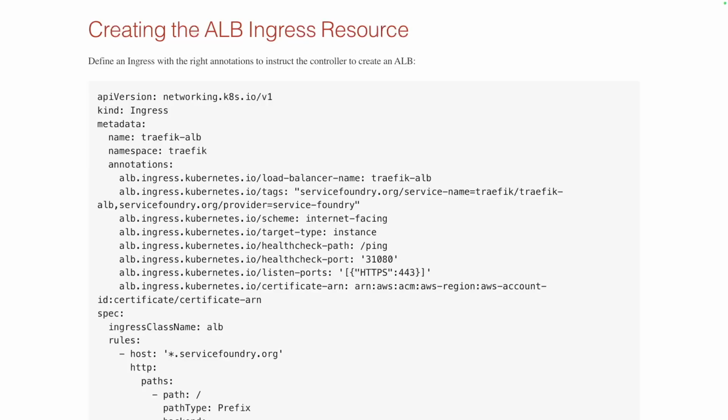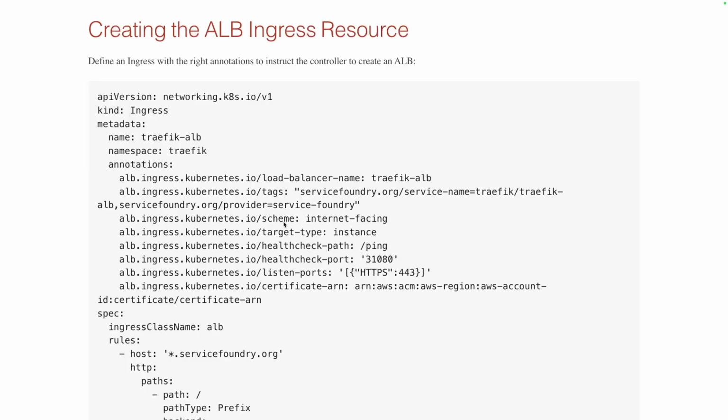This is a Kubernetes ingress resource that tells the AWS Load Balancer Controller to create an application load balancer, ALB, for Traefik. The name of the ingress is traefik-alb, and it's created in the traefik namespace. The ingress class name is set to alb, which links this ingress to the AWS Load Balancer Controller. The annotation section defines how the ALB should be created. Load balancer name sets the name of the ALB in AWS. Tags attaches metadata tags that can be used for tracking or Terraform automation.